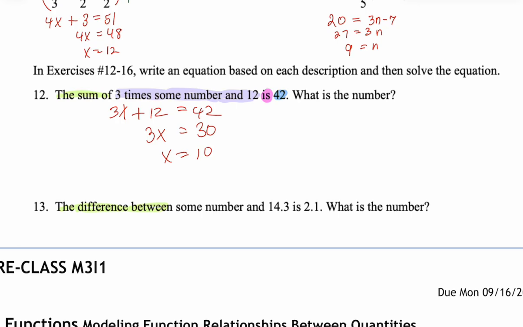And then they said between some number and 14.3. Then we got our is, and then we've got 2.1. Yeah, they didn't even change the number this time, did they? They just said some number. So we'll call it X.